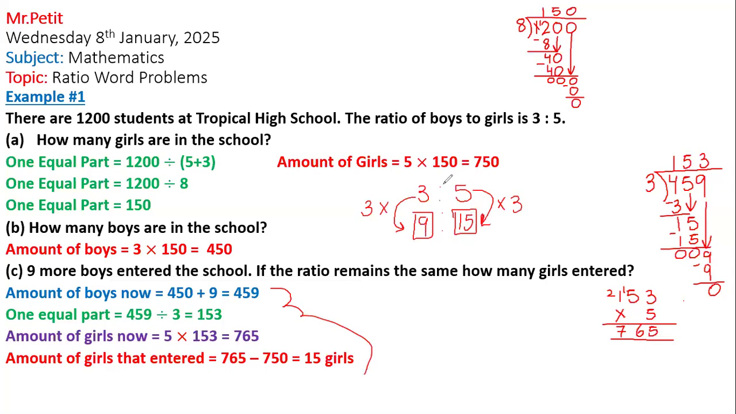So you could say, okay, we know it's 3 to 5, right? So we know 9 more boys entered. Okay, good. So I'm going to say 3 times 3, which gives us 9. Whatever I do to the left, I must do to the right. And so 5 times 3 gives us what? 15. Okay. Both ways are good. Both ways are acceptable. Which way you're going to use in an exam is up to you.